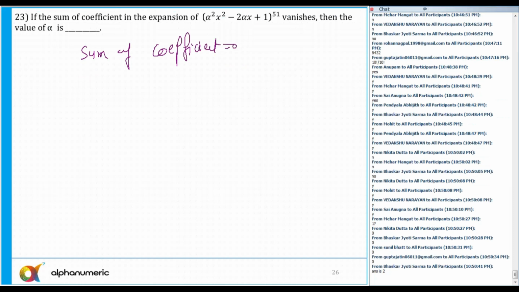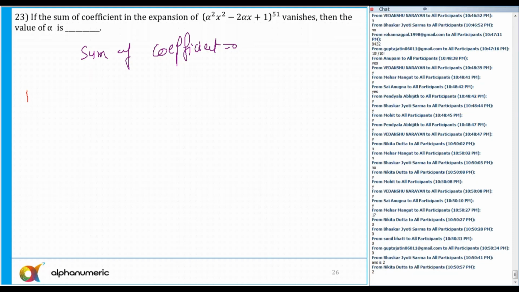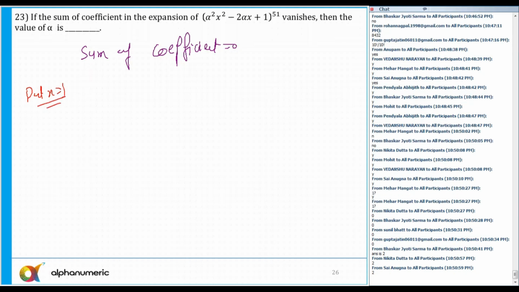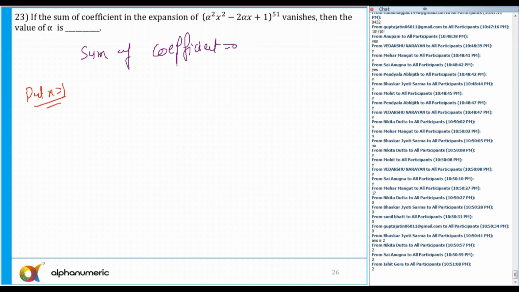Put all the variables equal to 1. So I'll get a square minus 2a plus 1 raised to power, or a, I think it is alpha, not a. So raised to power 1, it is equal to 0. So I'll get a minus 1 whole square equal to 0. So this implies a is equal to 1. This is the answer.